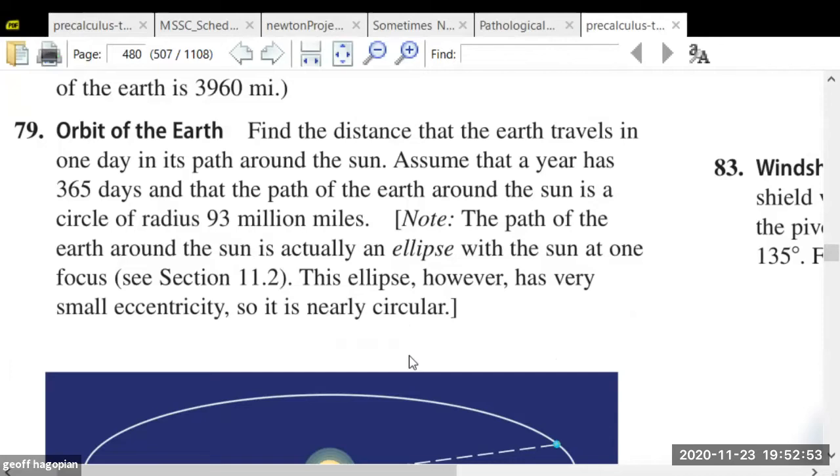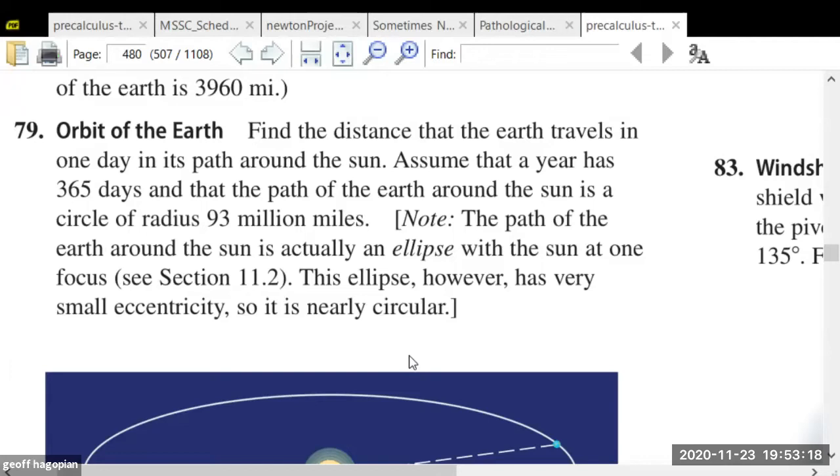Well, it's actually 365.24. And that the path of the Earth around the sun is a circle of radius 93 million miles. Okay, both of those are almost true statements, right? It's almost a perfect circle. That's more true than saying it's 365 days, I think even.